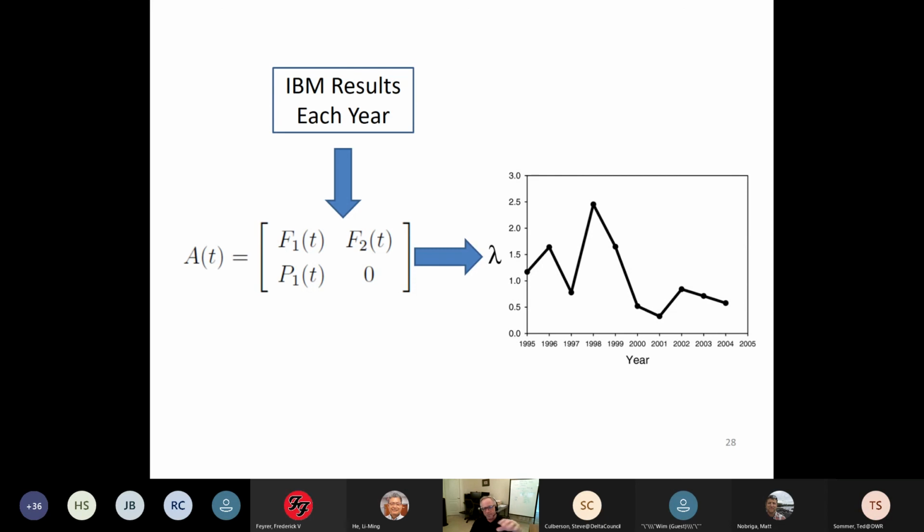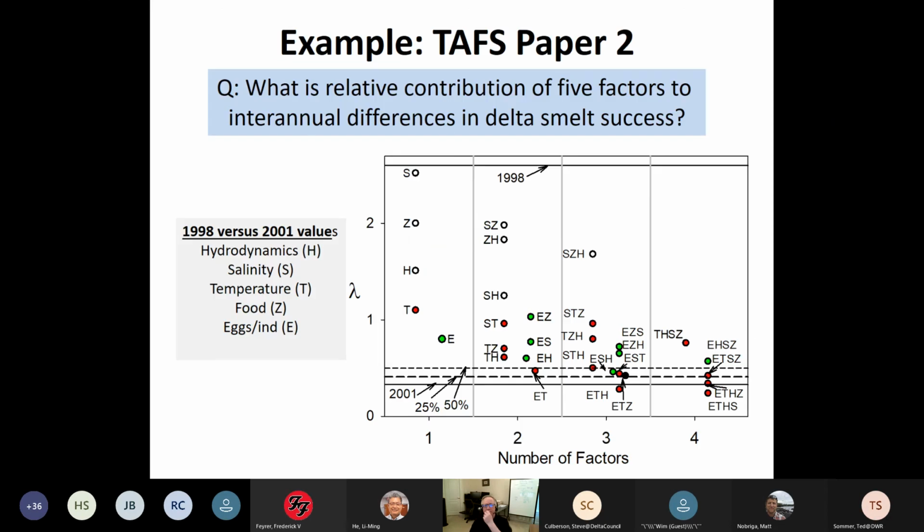Remember, we take the IBM, we actually estimate a matrix model and calculate lambda. And I will say this because I think it's really clever how we summarized all that output. But lambda does not depend on how many fish are there. And it's an equilibrium calculation. So you have to be a little careful about it. You can get a high lambda with few fish. You can get a low lambda with a lot of fish because it's all based on rates, right?